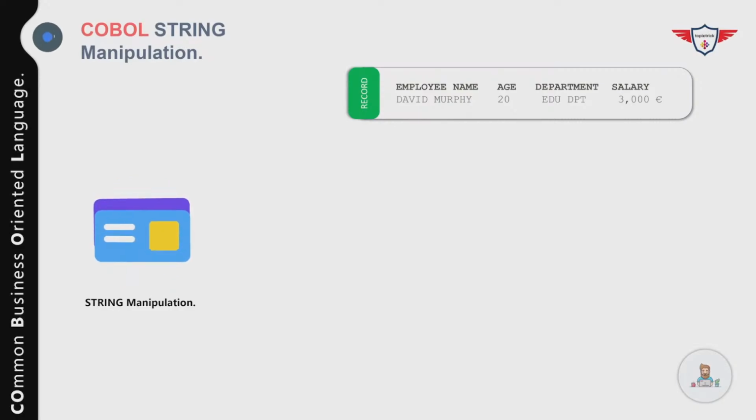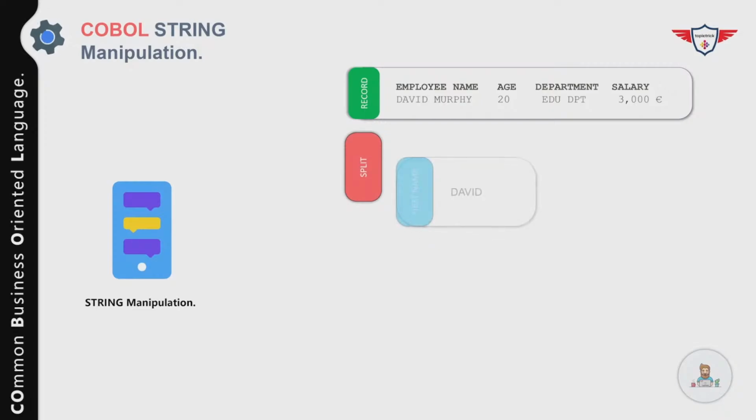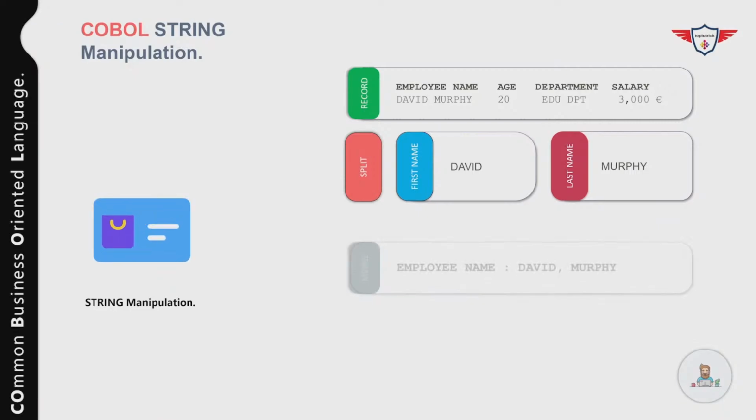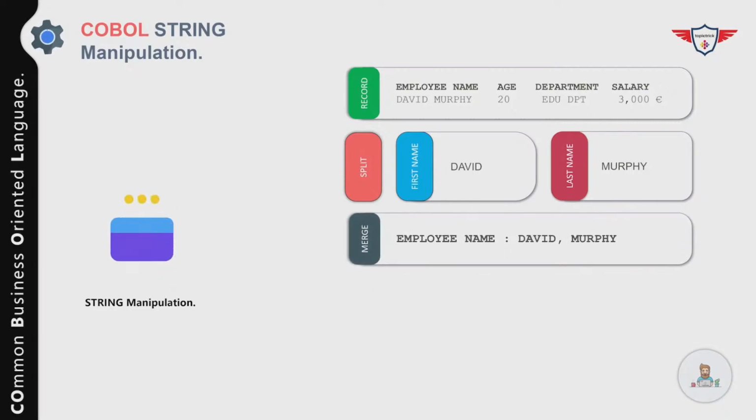Let's say you have an input file holding employee data, and it includes various details related to an employee. For example, you have employee name, age, department name, and the salary. Let's say you want to split the name of an employee into first name and last name. In that case, you can use a split function. Similarly, if you want to merge first name and last name and include a comma after the first name, then probably you can use a merge function or concatenation.